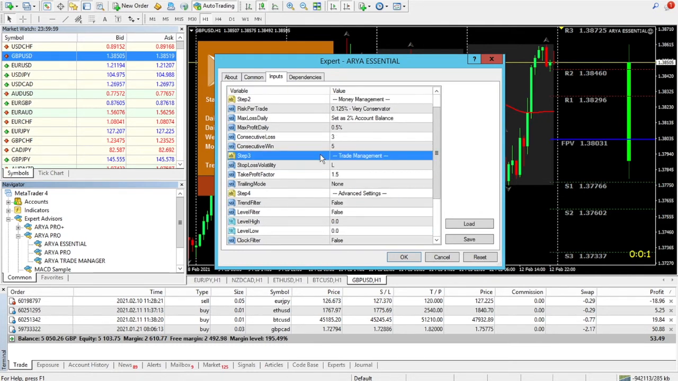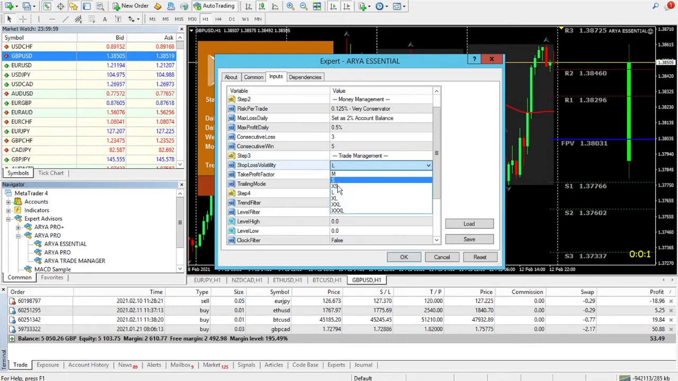Then we come on to step 3, which is trade management. The first part of your trade management is the stop loss volatility. You can choose from extra small all the way up to XXXL. The stop loss volatility defines the size of your stop loss based on the market's volatility. This cannot be changed manually. The size is calculated automatically according to the market volatility of the chosen time unit.